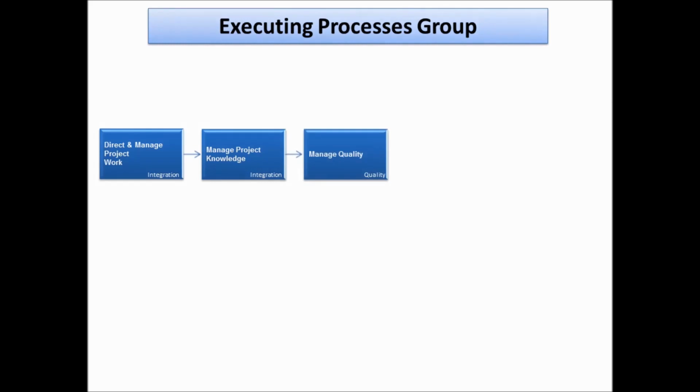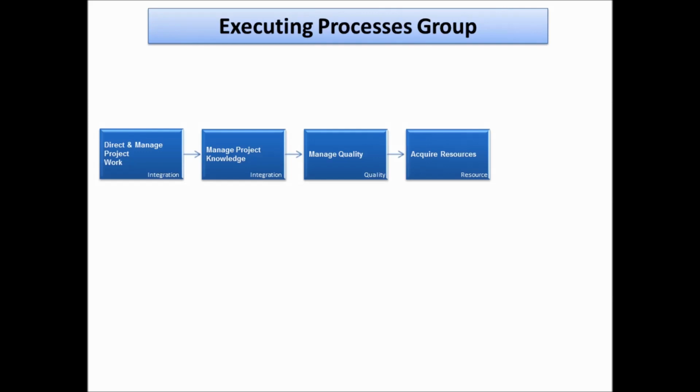Moving on to the next process, which is manage quality. In this process, we ensure the results that we are getting from direct and manage project work are reasonable in terms of quality. Moving on to the next one, which is acquire resources. So what we do here is we basically hire the team members or we buy materials. So we acquire all those resources required to execute the project.